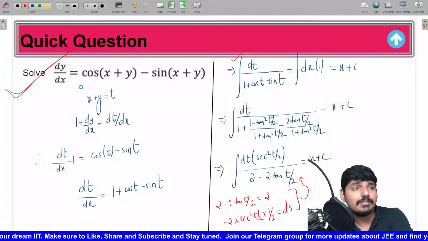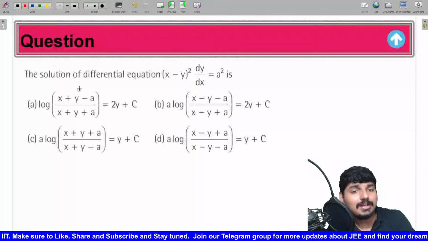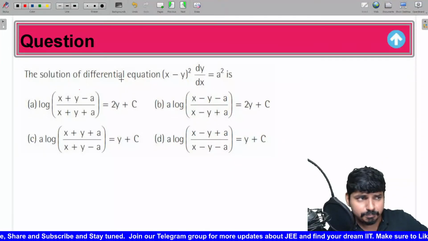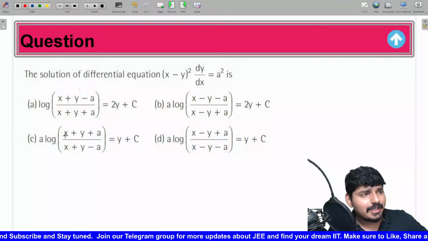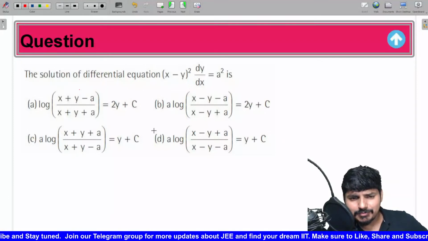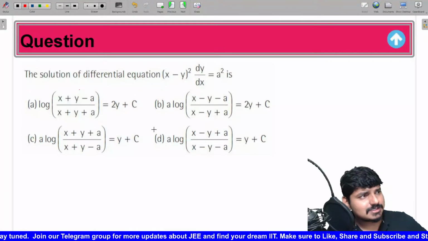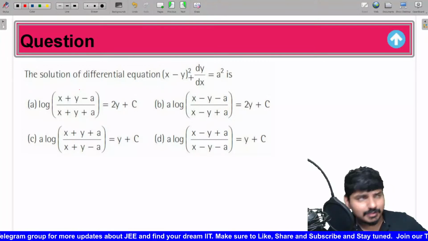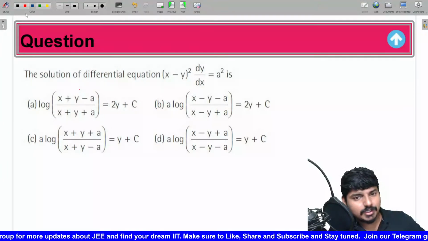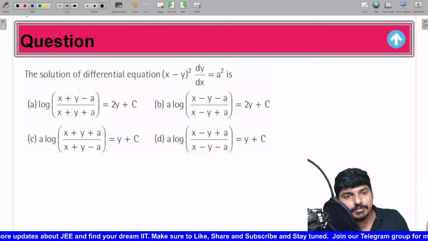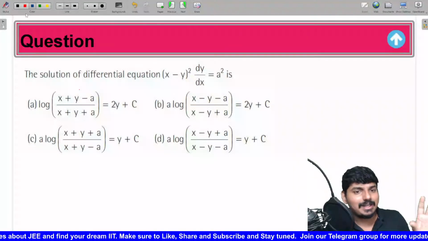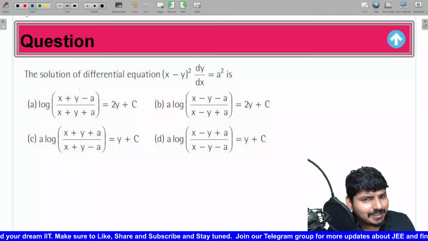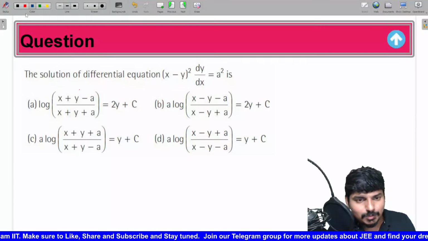So now everyone, let me go to another question. Okay, now guys, the question is given for you. Options are given for you, A, B, C, D. Guys, can you tell me which is going to be the right answer in this case? The solution of differential equation x minus y whole square into dy by dx is equal to a square. The options are given for you, Option A, B, C, and D. So can anyone tell me here which is going to be the right answer for this particular question?